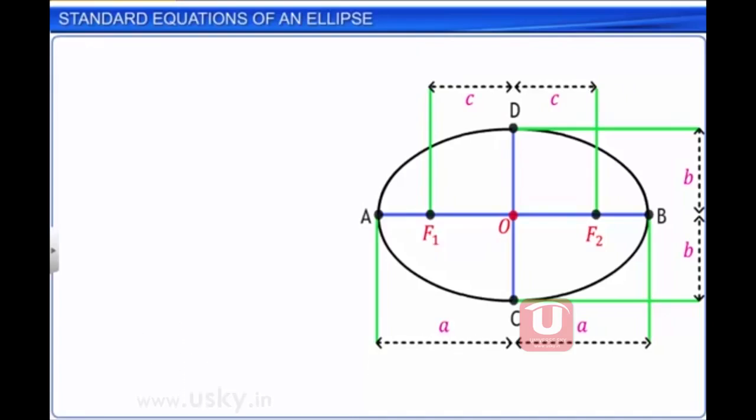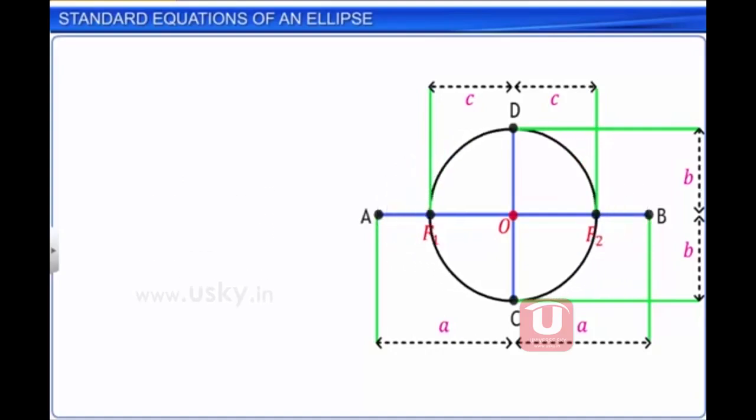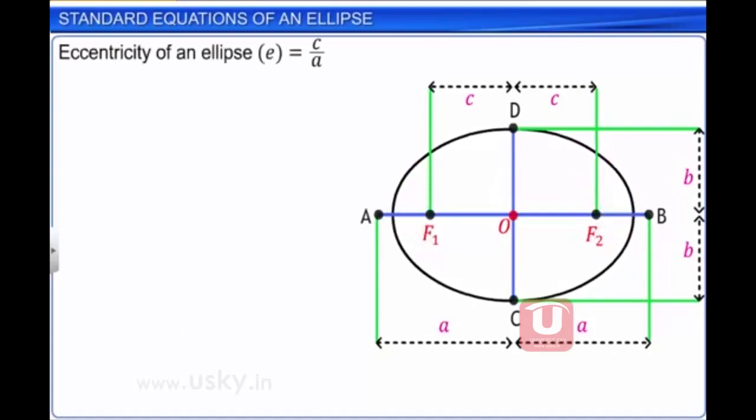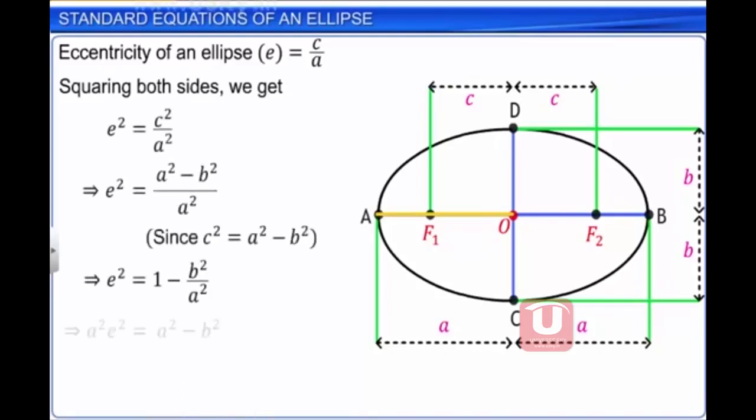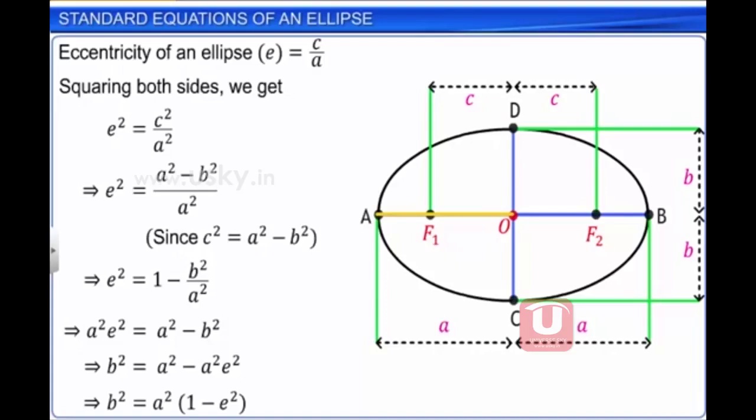Eccentricity is another important concept associated with all conic sections. It is a measure of the deviation of a conic section from being a circle. The eccentricity of an ellipse is denoted by E and is equal to the ratio of the distance of a focus from the center to the length of the semi-major axis of the ellipse. Squaring both the sides of the formula for eccentricity and simplifying, we get B square is equal to A square into 1 minus E square. Remember this formula as it comes handy in solving many problems.